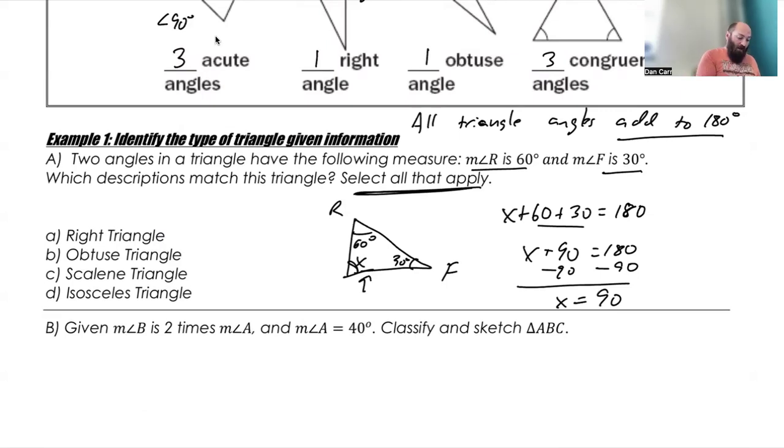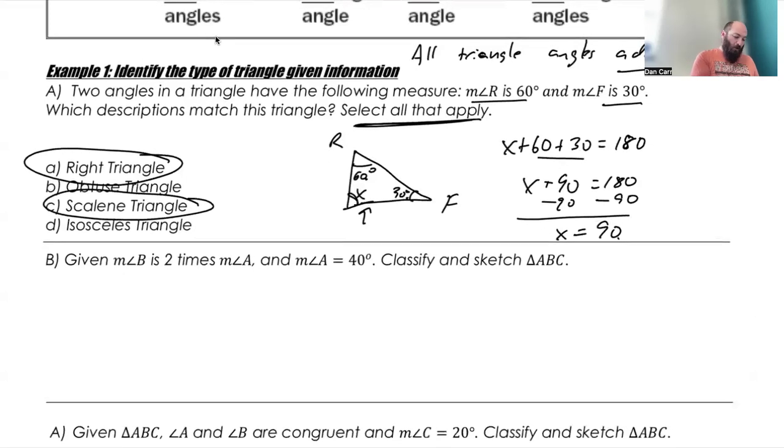Since we have one right angle, then that's a right triangle for sure. Additionally, 30, 60, and 90 are all different angles from each other. So not only do we have a right triangle, we also have a scalene triangle. So I have to pick both of these. Again, it's one of these things by angles, one by sides.